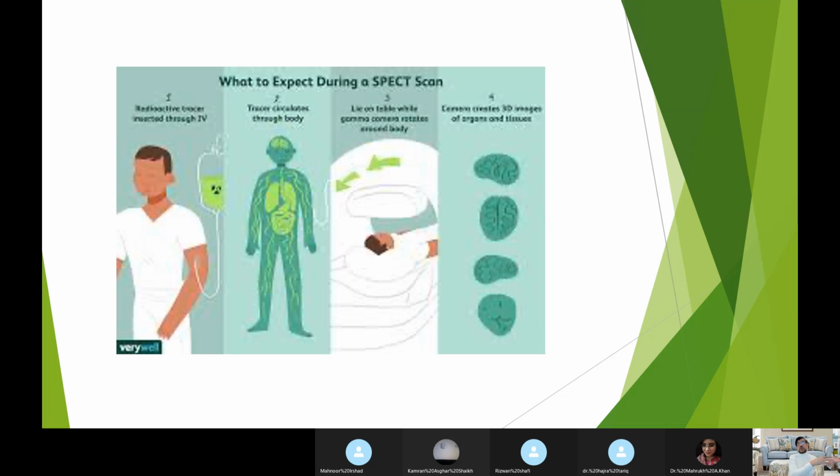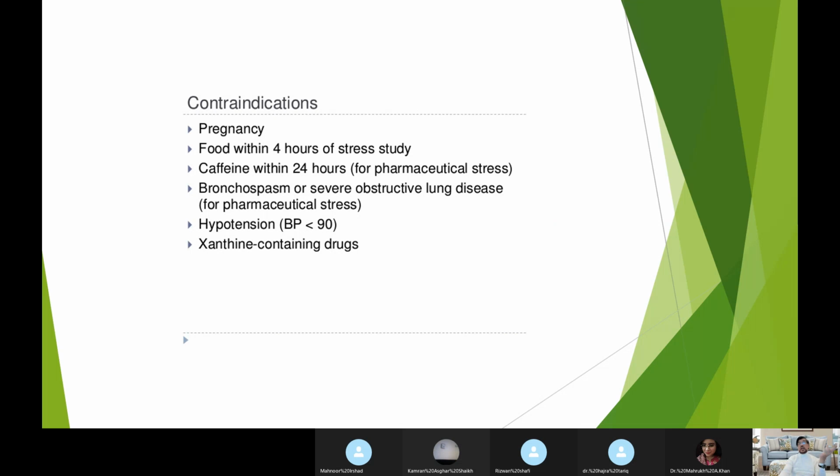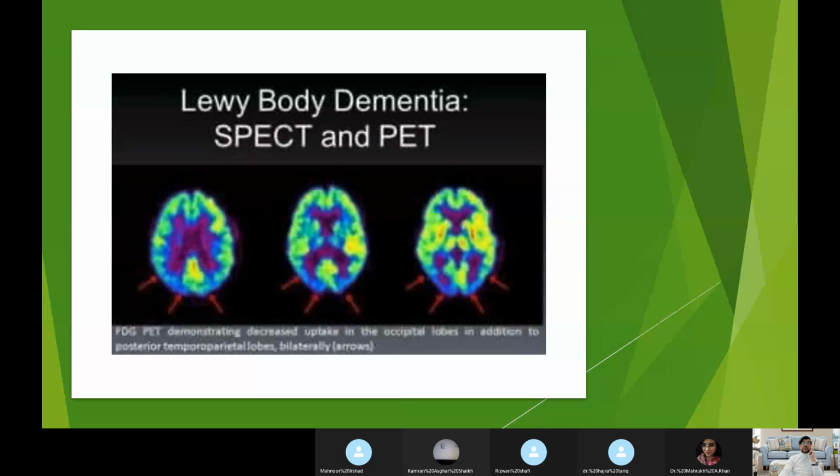So there are radioisotopes in that one, and in this one too, but that one works on the functional side of MRI, and this one works on the functions of the CT scan. Contraindications: pregnancy, food within 4 hours, caffeine intake, bronchospasm, hypotension, xanthine containing drugs.